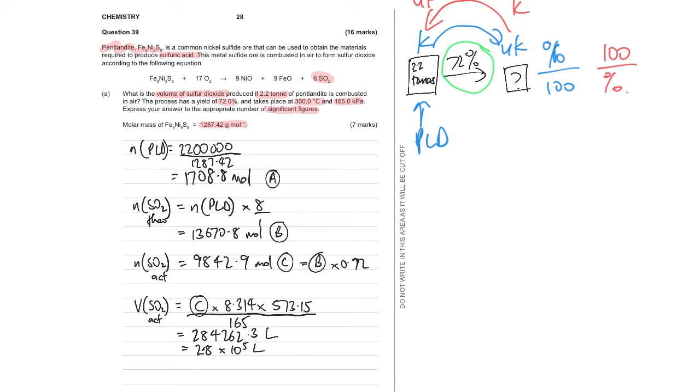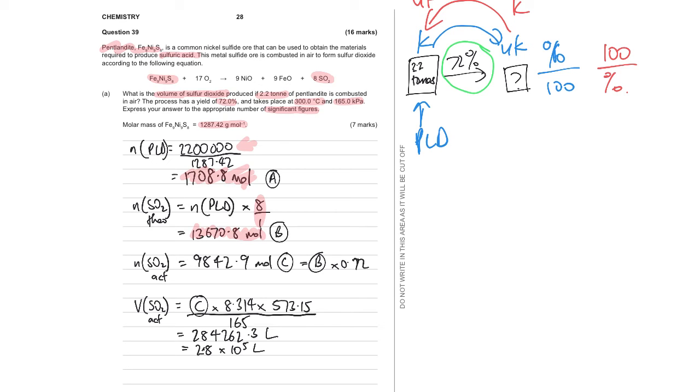Let's go through this calculation. First of all, you work out the number of moles of pentlandite, which is just here. That's fairly straightforward. Don't forget to convert from tons to grams. Then you use the stoichiometric ratio between pentlandite and sulfuric acid, which will be an 8:1 ratio, which will be this value here. Don't forget to save your numbers.